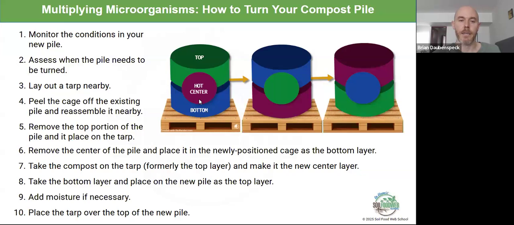Once that's done, how we rotate it is we remove the top portion of this pile. We set it aside, perhaps on a tarp. We take that hot center, and it now becomes the bottom of the pile, as you can see on the second pallet here. We then take the top that we removed, we place that in the center, that's going to cook this time. And then we take the bottom and we set that on top. And then you repeat that process one more time, and then you've now cooked all aspects of the pile.